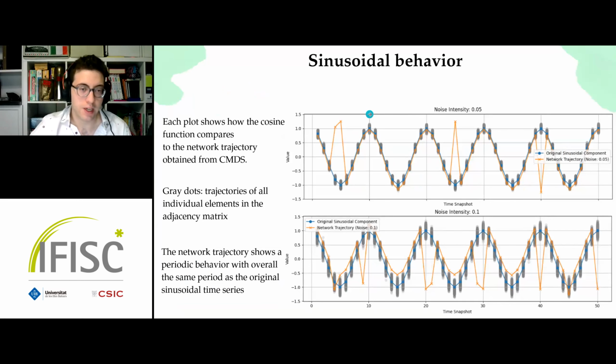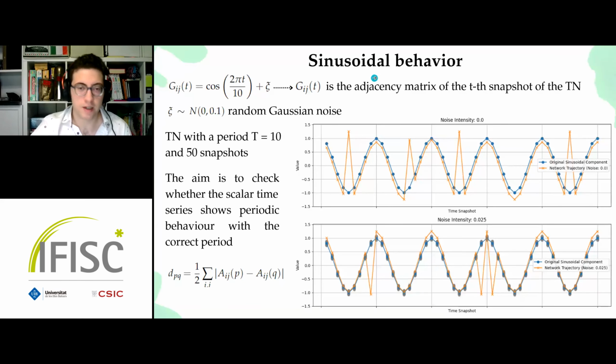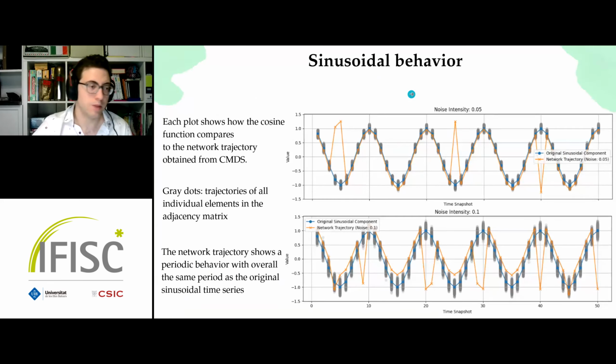The gray dots here do not appear here, for example, because they're just the trajectories of all the individual elements in the adjacency matrix, and the noise is different for every element in the matrix. So this is a decent result. The network trajectory captures this predicted behavior considering the amount of truncated information we've taken.